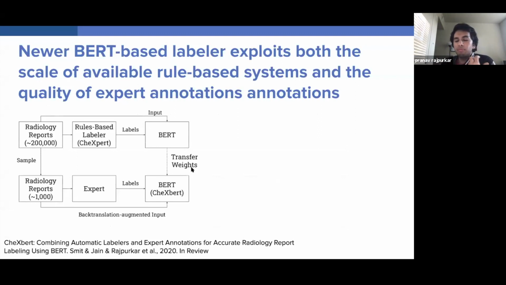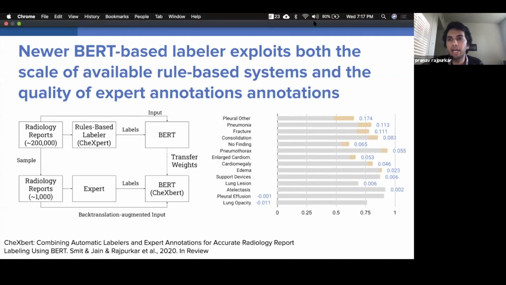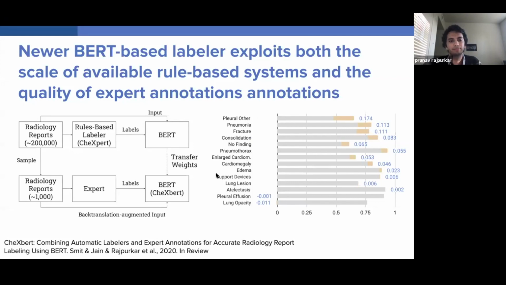More recently, we've been looking at how we can employ some of these sexy advancements in NLP in the last year, and we're looking at whether we can combine rules-based systems with BERT-based labelers in order to improve these further. And we've shown that we can improve significantly the performance of these NLP systems on a wide variety of diseases.